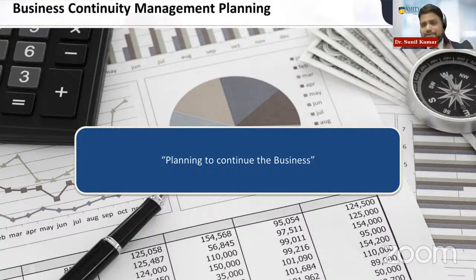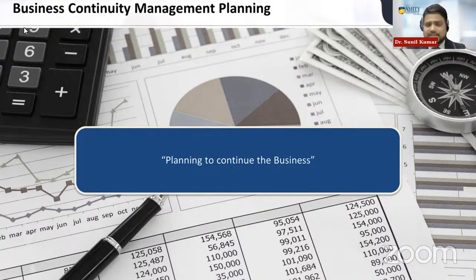So my very first question is, what is common sense, and why is that common sense not common? A lot of times we have heard the saying that common sense is not common, but it is still there. So, why am I bringing common sense into business continuity management planning? Because if you look at these words: business, management, planning, and then continuity.